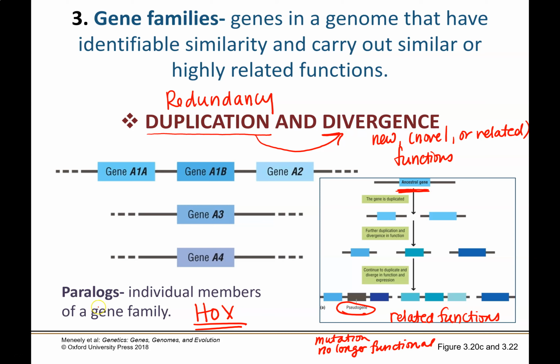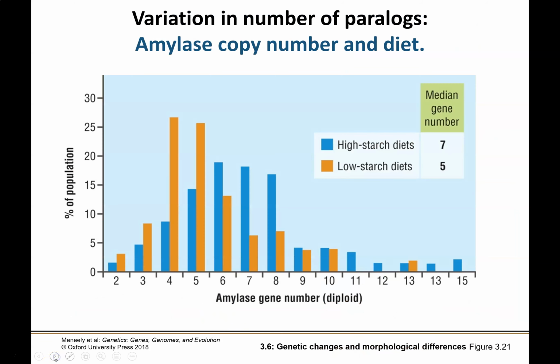And then all of those genes that are in the related gene families are called paralogs. So gene A1A, A1B, and A2, those are all paralogs. All of these genes are paralogs. They are similar but related functions. All right, so here is an example of basically duplicated genes that provide a specific function in humans.